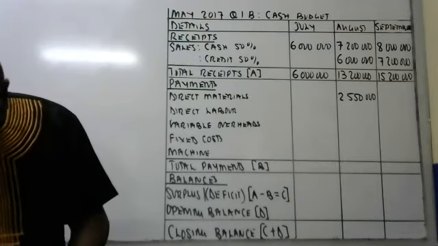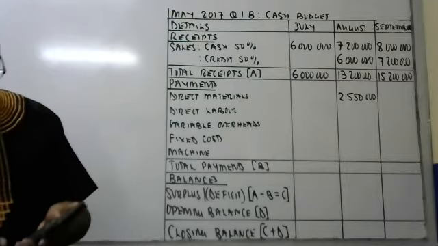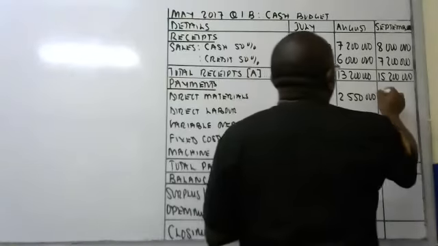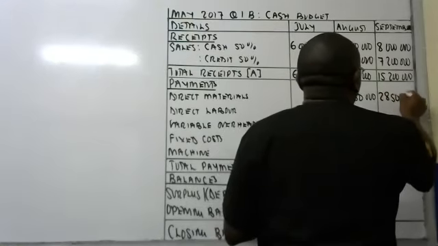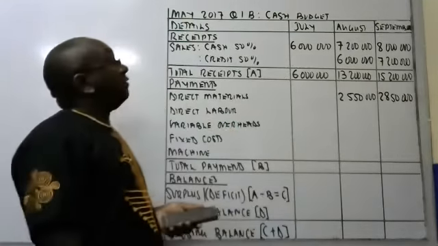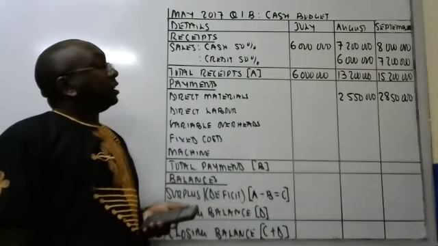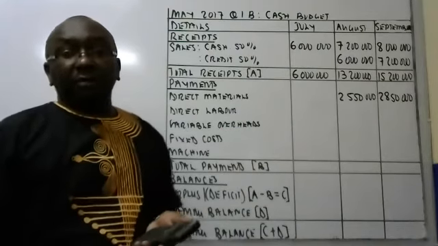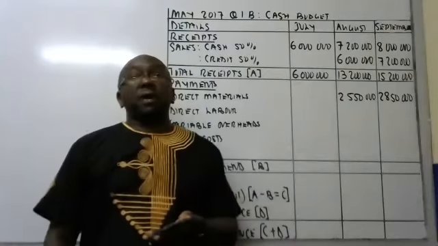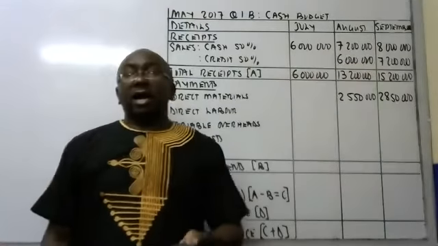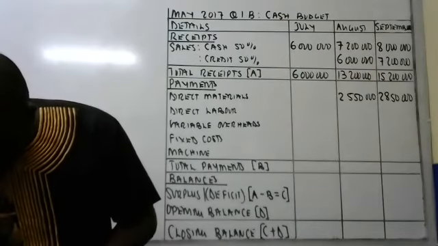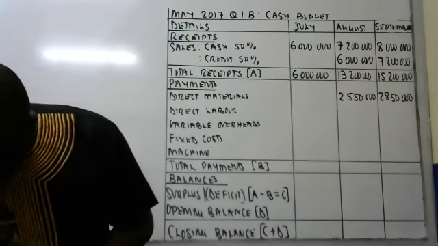So take 1,900 times 1,500, you get 2,850,000. That will be paid for in the month of September. So what was incurred in September will be payable in October, which is not part of our budget. Next is direct labor.